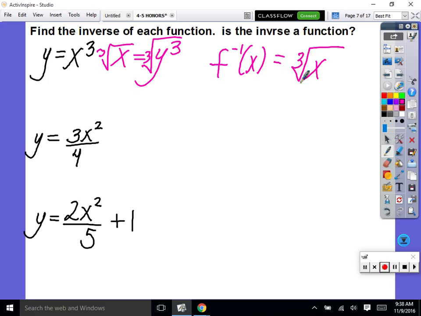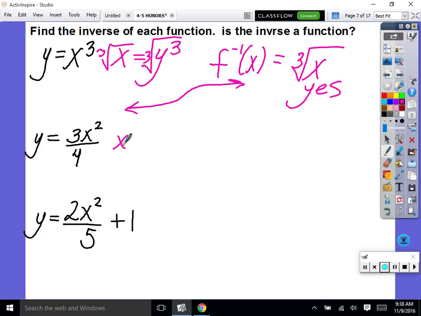Is that a function? Is the cube root a function? What do cube roots look like? So it passes the vertical line test, right? There's only one x value to every y value. So this one would be a yes. Okay. Awesome. Let's do this one.